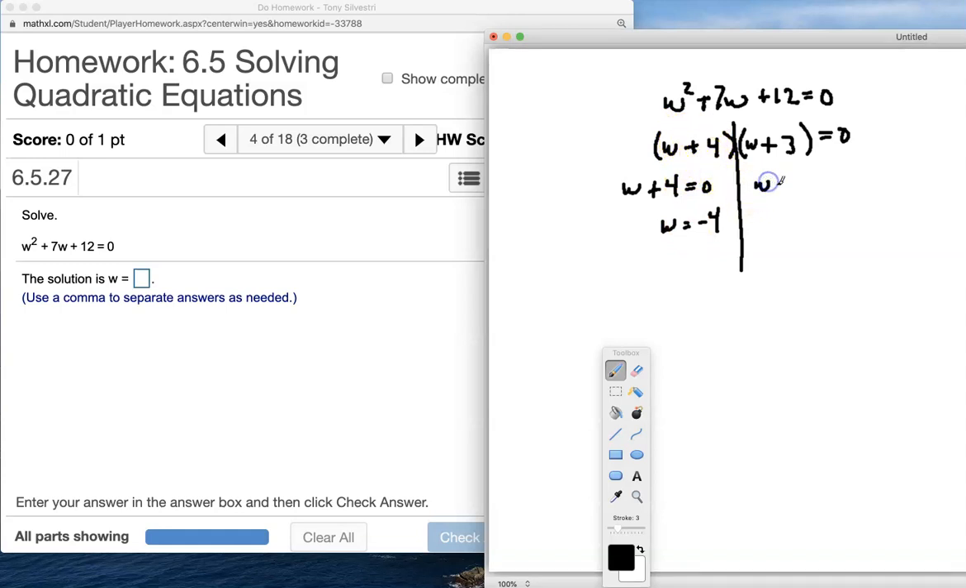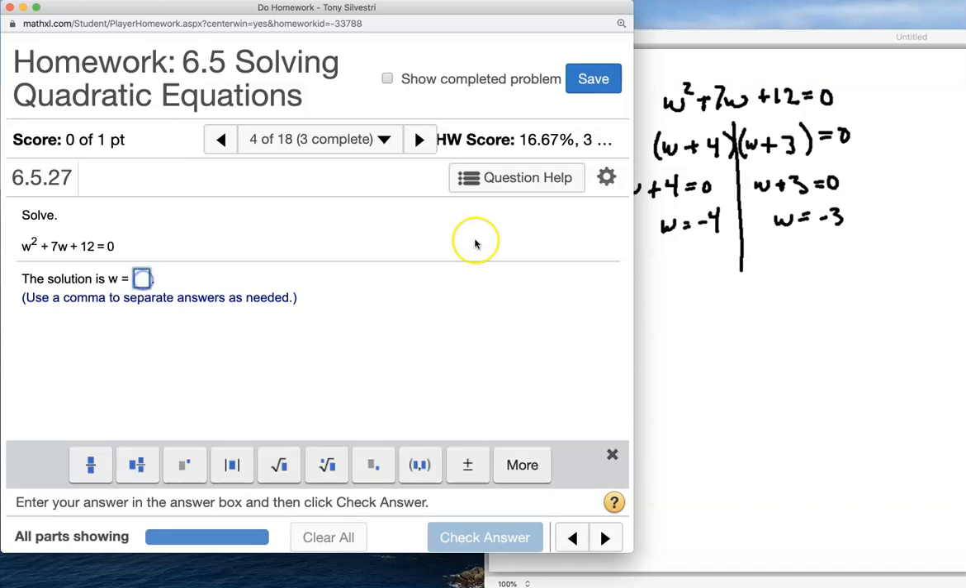Likewise here, W plus 3 equals 0. And if I subtract 3, I get W equals negative 3. And those are your two answers. Doesn't matter the order you put them in.